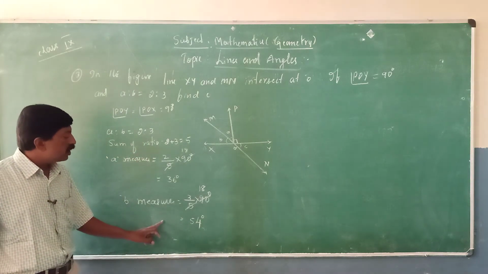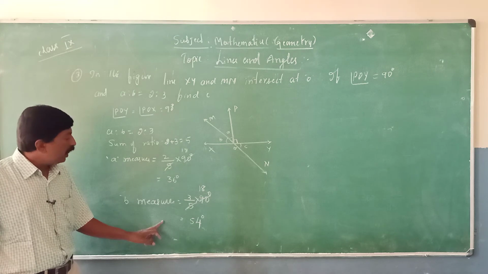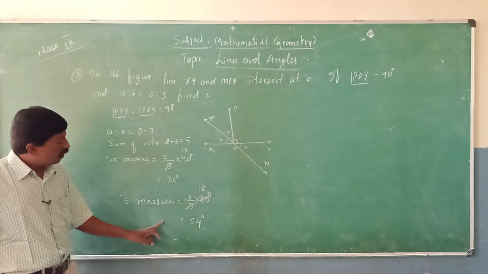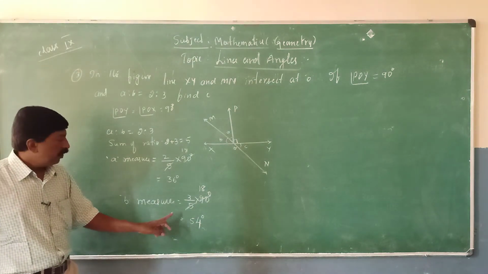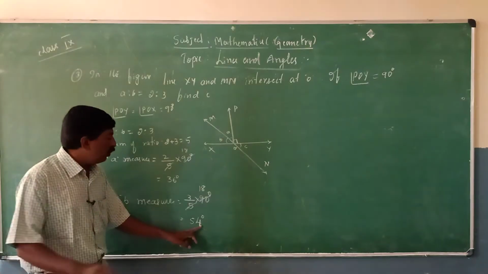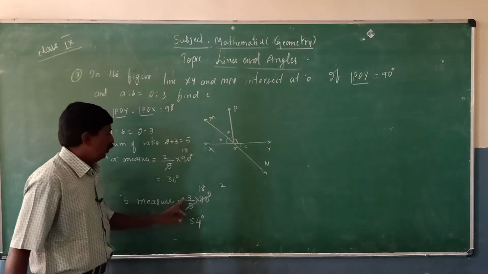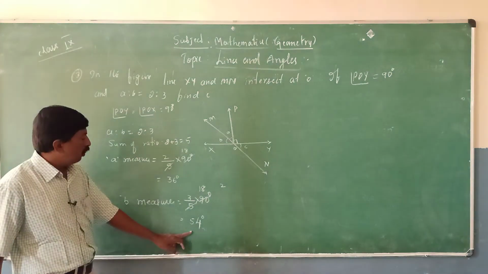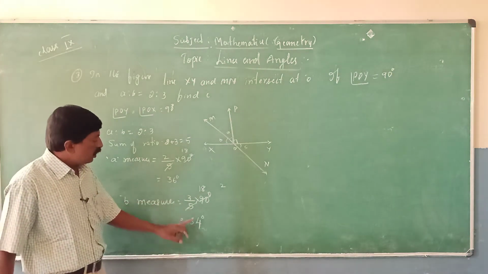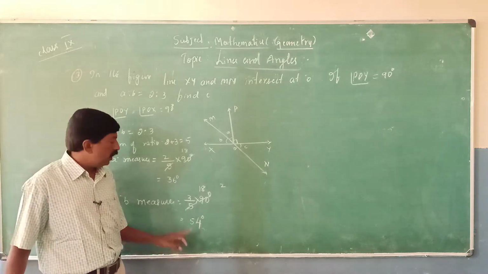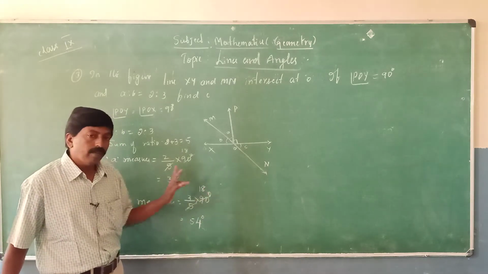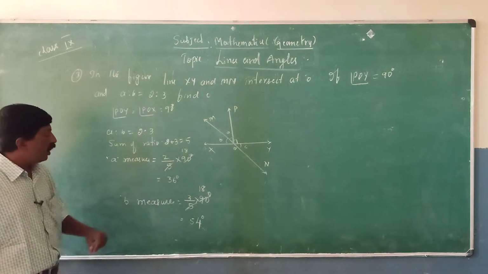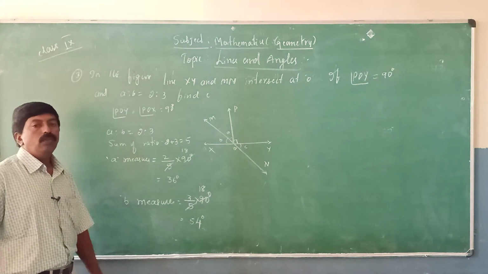Angle B measures, yes, how much degree? Check it. 8 threes are 24. 3 ones are 3 plus 2, 5. So it is 54. Now 36 plus 54 is 90 degree. Sum of these two you can verify in that way. Sum of that two 90 degree. We got B measures 54 degree.